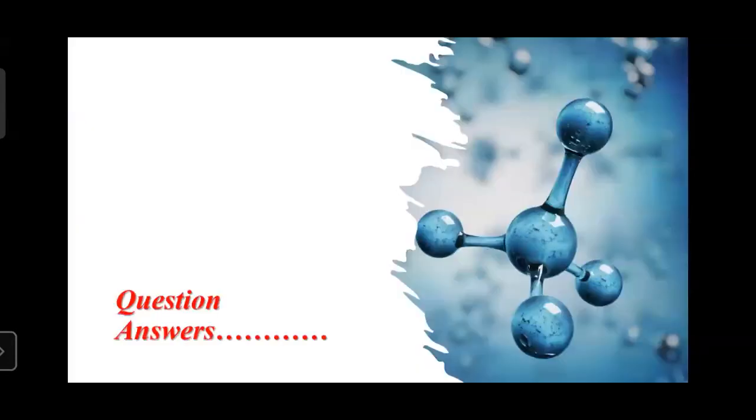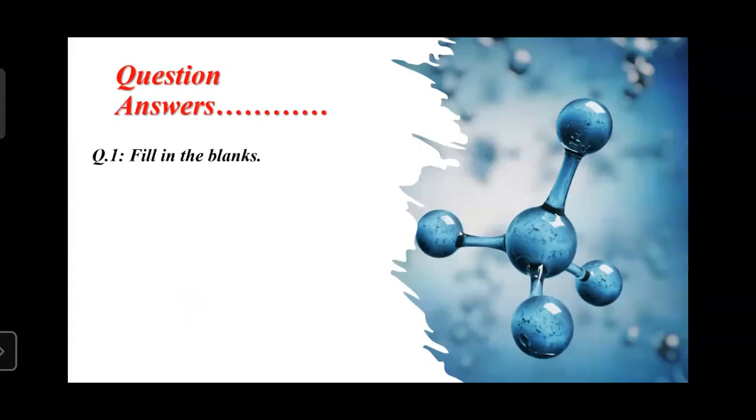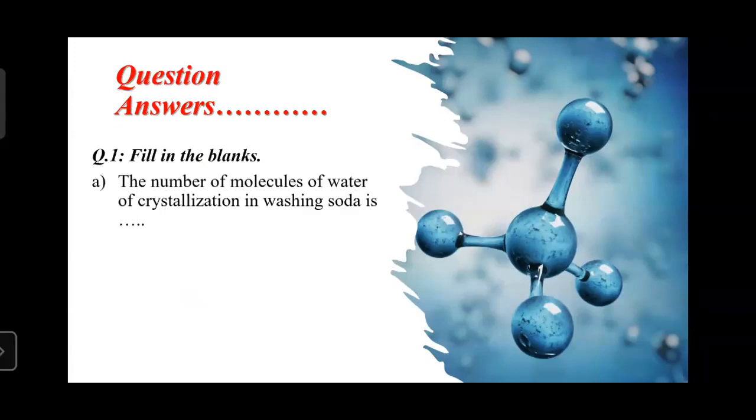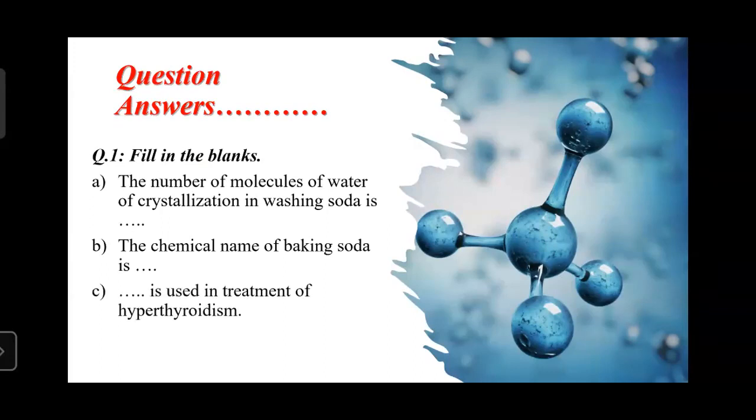So the first question, from your exercise, is fill in the blanks. The number of molecules of water of crystallization in washing soda is dash. Second, the chemical name of baking soda is dash. Third, dash is used in the treatment of hyperthyroidism. The chemical name of Teflon is dash. These are the four fill in the blanks, and here are the answers.